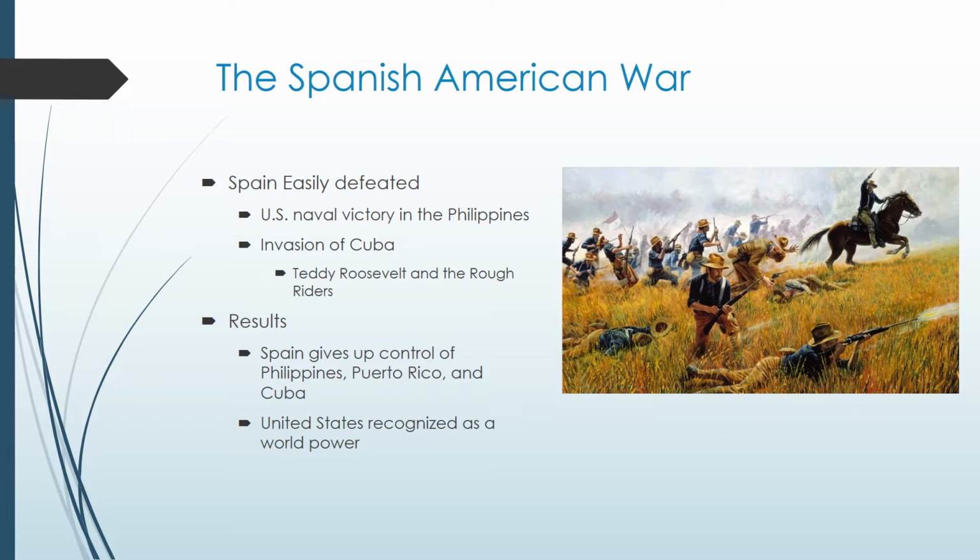So anyway, Spain is defeated very quickly. They can't compete with the United States. And Spain is forced to give up control of the Philippines, Puerto Rico, and Cuba. And the United States is now recognized as a world power. The question now, though, is what is the United States going to do with all of the territory that Spain has given up? And we're going to look at each territory independently.